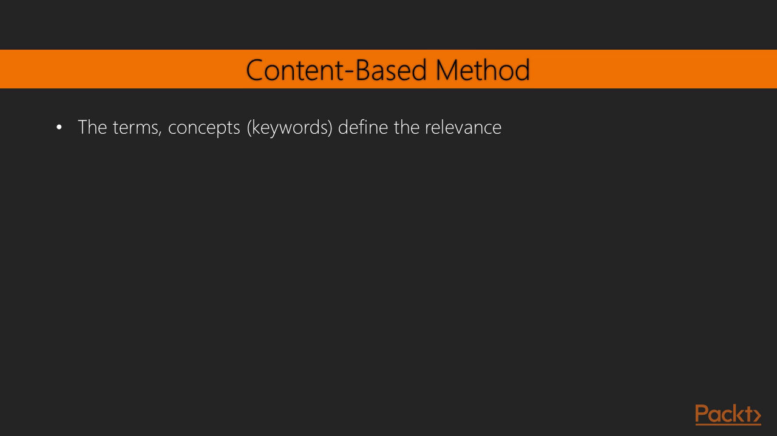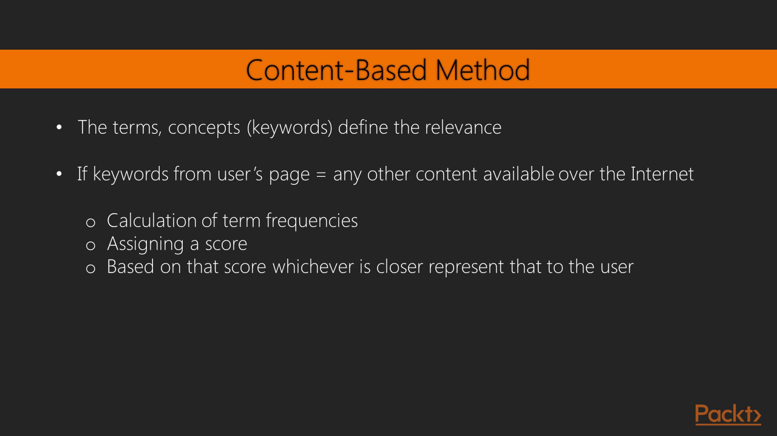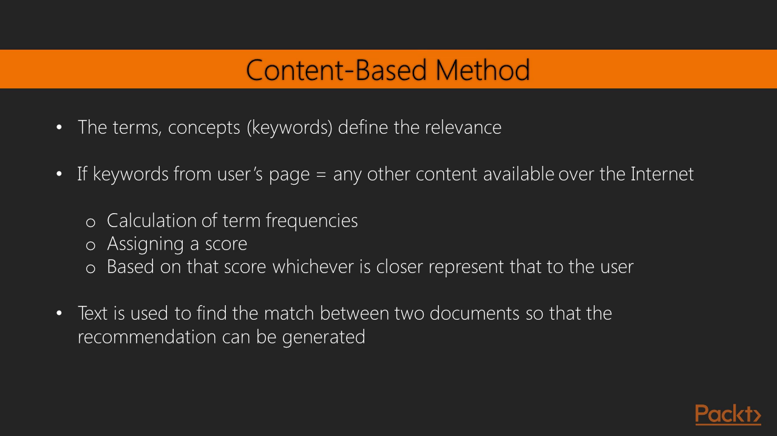In the content-based method, the terms, concepts, which are also known as keywords, define the relevance. If the matching keywords from any page that the user is reading currently are found in any other content available over the internet, then start calculating the term frequencies and assign a score, and based on that score, whichever is closer, represent that to the user.